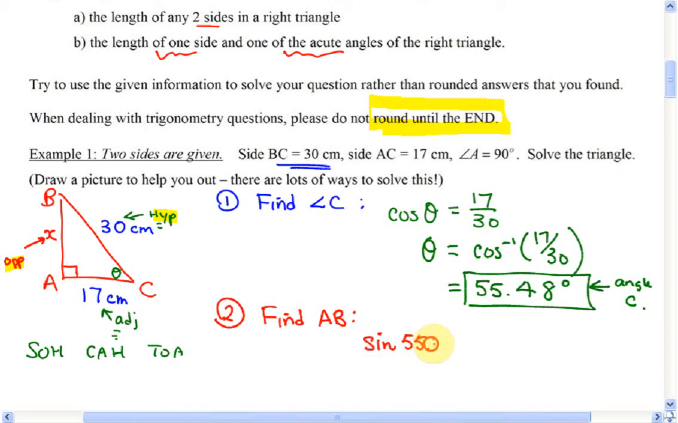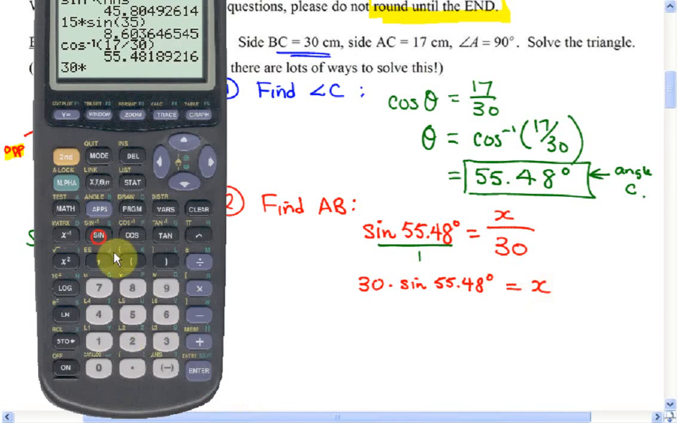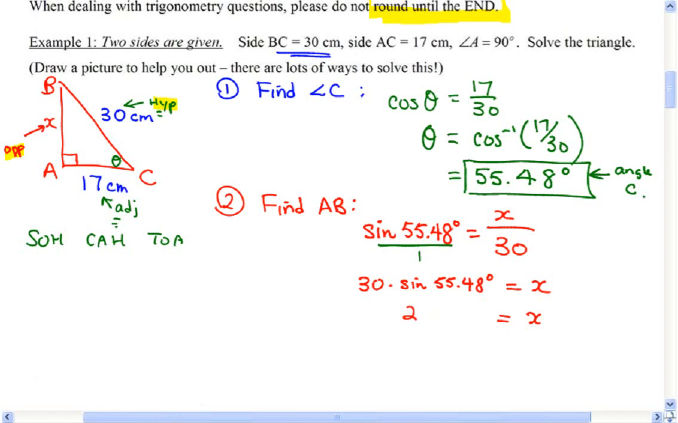Good. So let's use our answer from before. Sin 55.48 equals opposite, which is x, divided by hypotenuse, 30. Good. Go ahead and solve this again then, please. Right, we have over 1. We cross multiply. 30 times sine of 55.48 equals 1 times x. Bring out your calculator. 30 times sine of 55.48 equals 24.72. So I'll say x equals 24.72 centimeters. Done. And that's the length of AB.